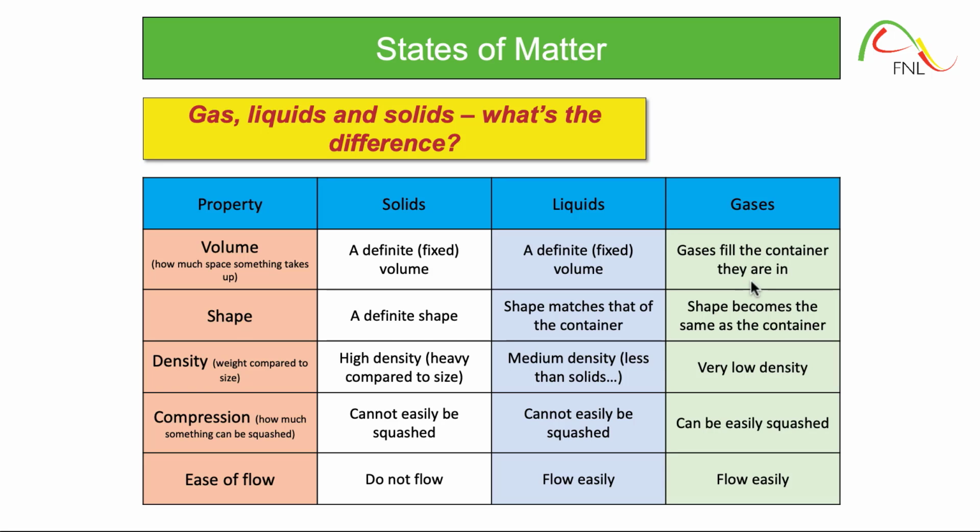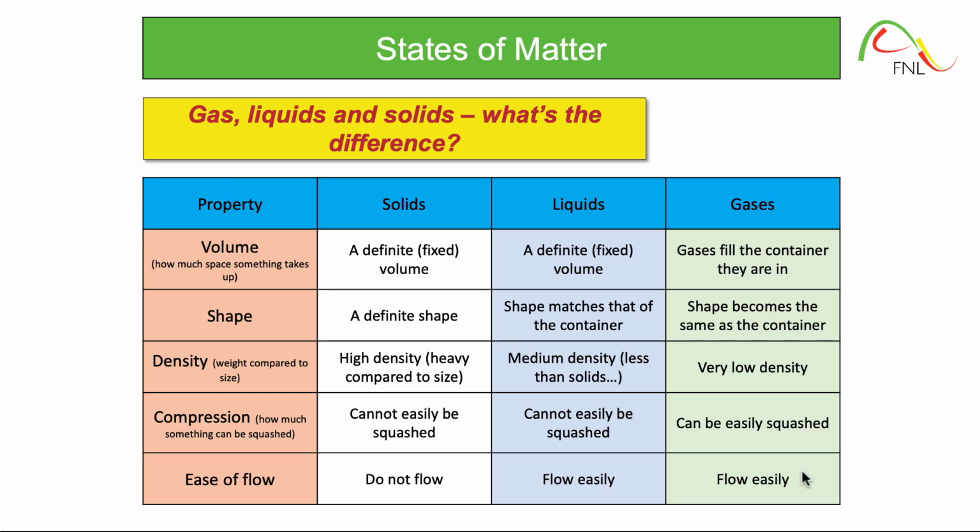Right, what about gases? Gases fill the container they're in. I'm sat here recording this in a room at home, and the gas is filling the space of the room. And the shape becomes the same as that container, or in this case the room. They've got very low density. Gases can easily be squashed, so you do not want gases in your braking system in a car, because if they can be squashed, the brakes will fail. And gases, you can't actually see them, but they flow pretty easily. So that's a good comparative table of the differences between gases, liquids and solids.